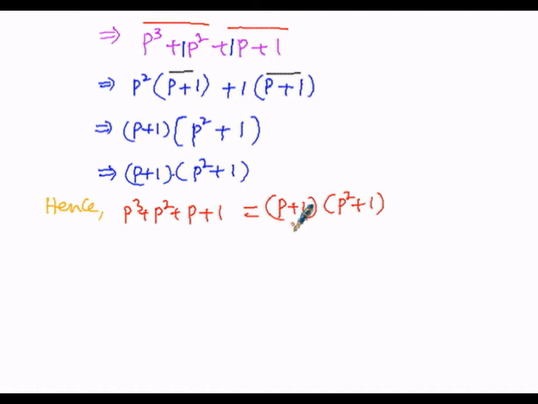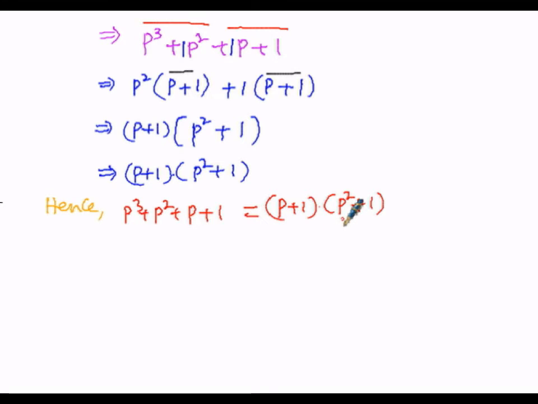Since factorization is the reverse process of multiplication, when we multiply the factors which we got, that is p plus 1 and p square plus 1, we will get again the given expression, that is p into p square as p cube, p into 1 as p, 1 into p square as p square, and 1 into 1 is 1. So we will be getting the same expression which is given by multiplying the factors which we got.